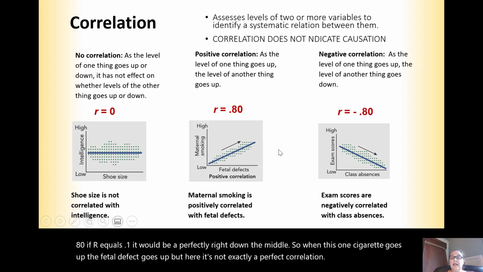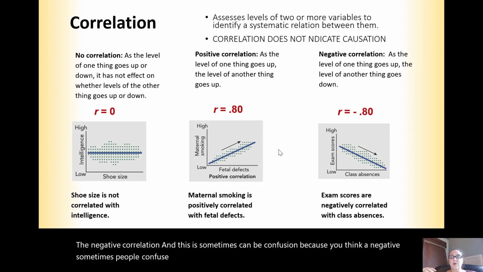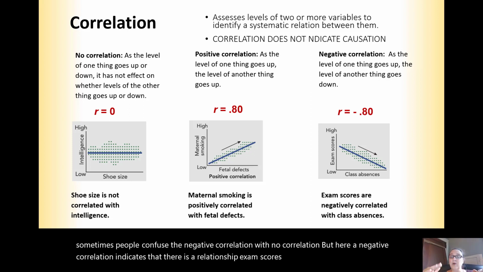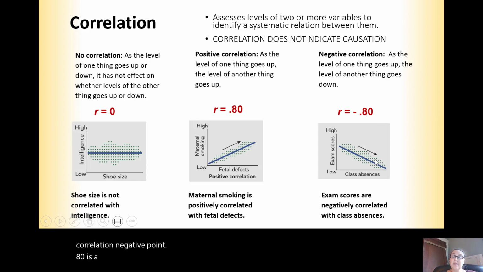The negative correlation, and this can sometimes be confusing, because people confuse a negative correlation with no correlation. But here, a negative correlation indicates that there is a relationship. Exam scores are negatively correlated with class absences. So the more that you miss class, the lower your exam score is. A negative 0.80 is a really strong negative correlation between exam scores and class absences.